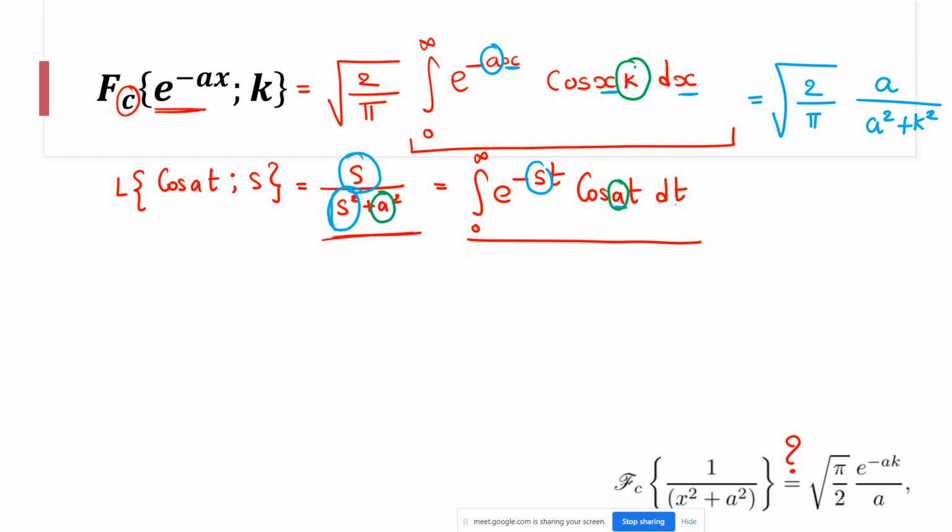So Fourier cosine of e raised to minus ax converted to variable k is nothing but root 2 by pi a upon a square plus k square. And by using this, I am keeping this as an exercise: Fourier cosine of 1 upon x square plus a square. You have to use the same thing. It won't take much time.